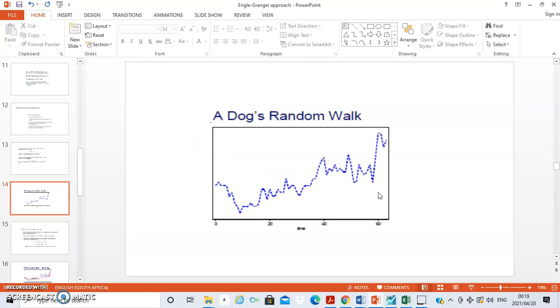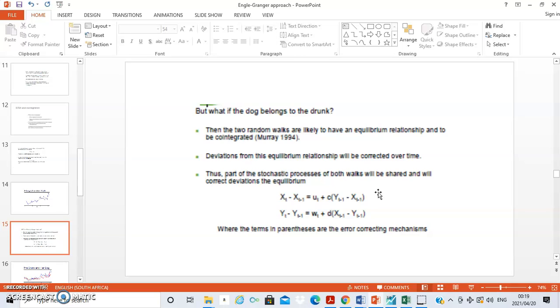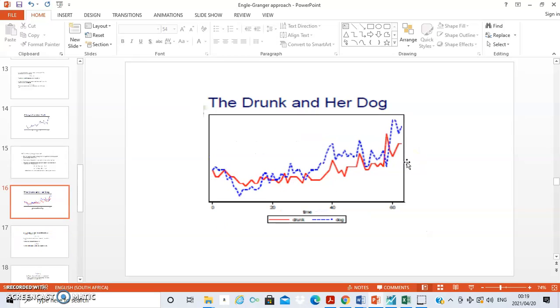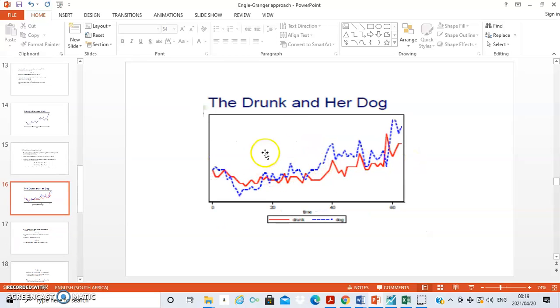So these are the dog steps. Now we are saying, what if this dog belongs to that drunk? What is likely to happen? We can assume that there is likely to be an equilibrium relationship, and these variables are likely to be co-integrated. Why? Because there is likely going to be a deviation, but this deviation will be corrected over time.